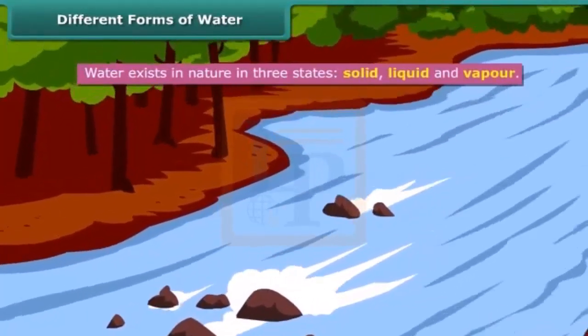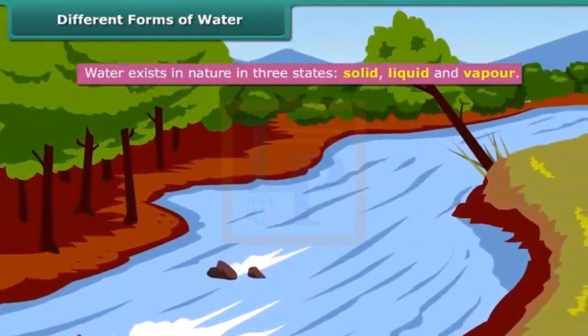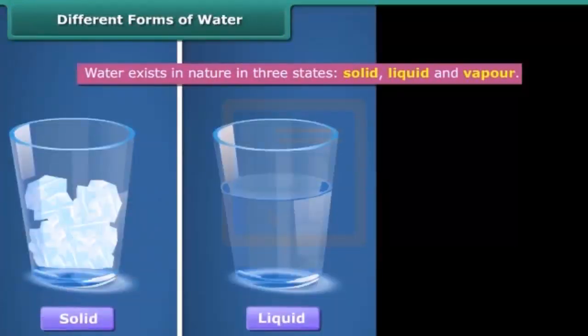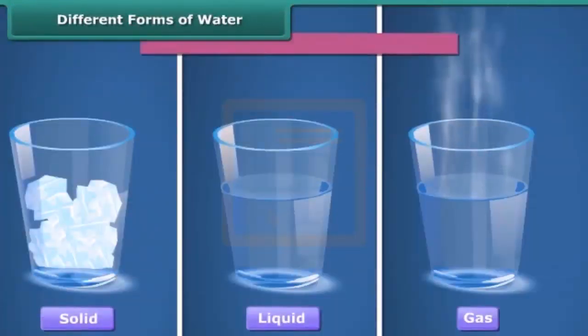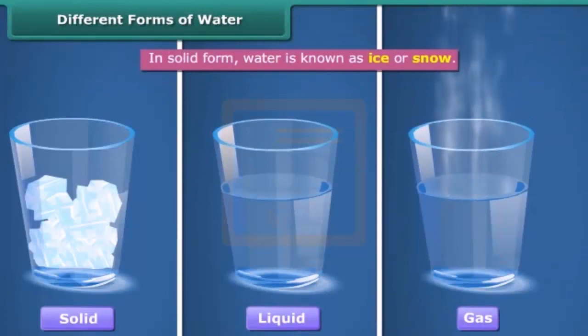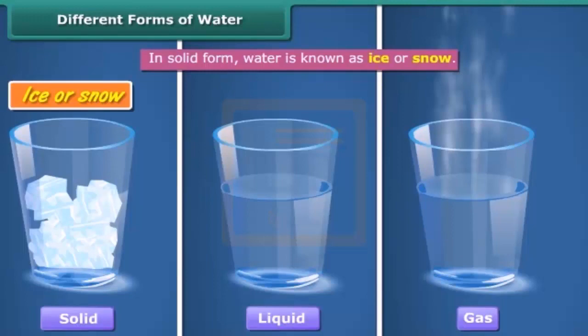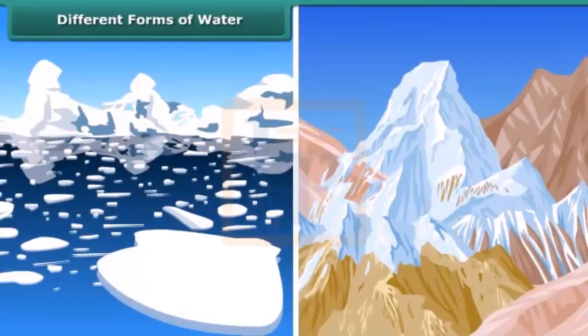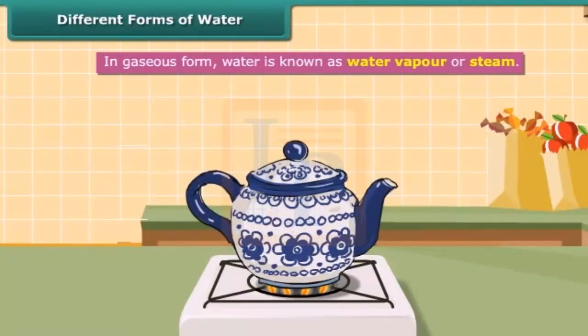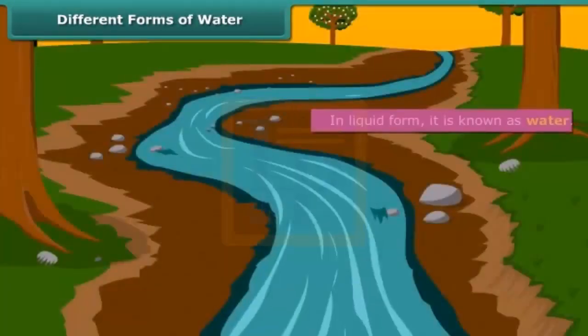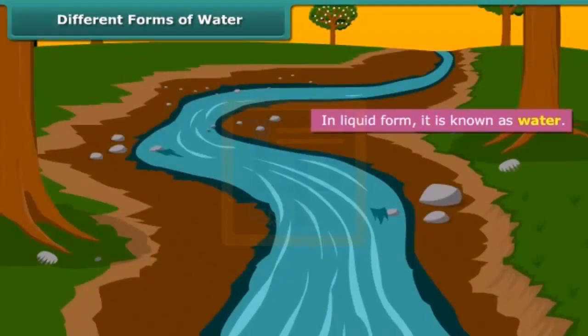Water exists in nature in three states, that is, solid, liquid and gas. In solid form, water is known as ice or snow. It is found at the poles as ice caps and in glaciers and mountains as snow. In gaseous form, water is known as water vapor or steam. But the most common form that water takes is the liquid form. It is in this form that it is known as water.